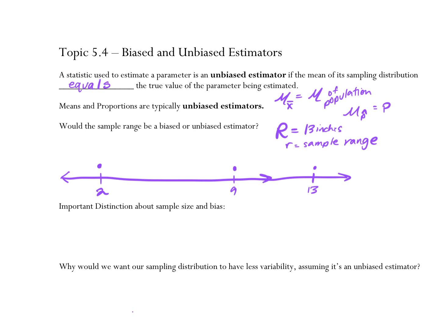Yeah. Are you guys with me that the mean of all of my sample ranges is less than or equal to 13? It's certainly not going to be equal to 13. And in fact, the sample range is almost guaranteed to underestimate the population range. Do you guys see what I'm saying there? Okay, so the range is a biased estimator.